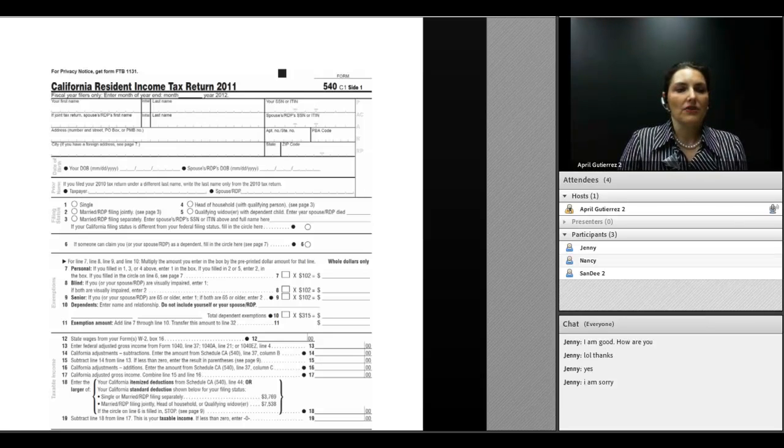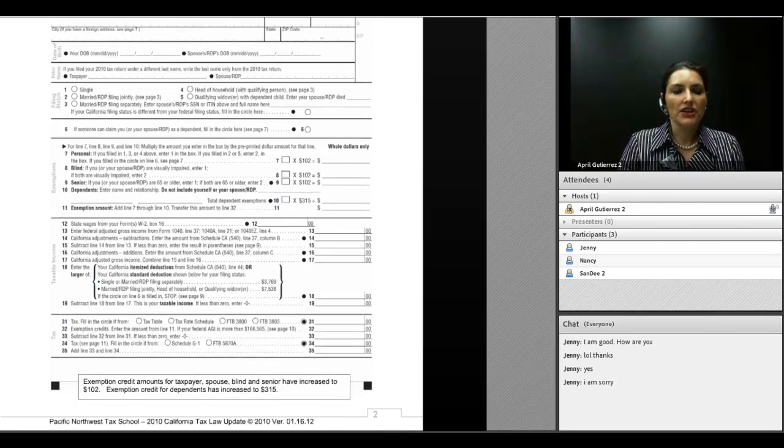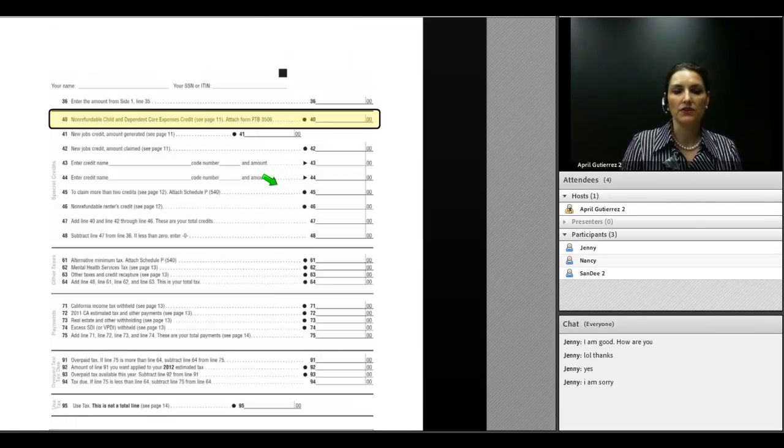And here is the new California form for 2011, California Form 540. Not much has changed on it other than you will see that the exemption amounts have gone up. They were $99 in 2010, and they've gone up to $102 for 2011. And the exemption deduction that was only $99 for 2010 has jumped up to $315 for 2011.